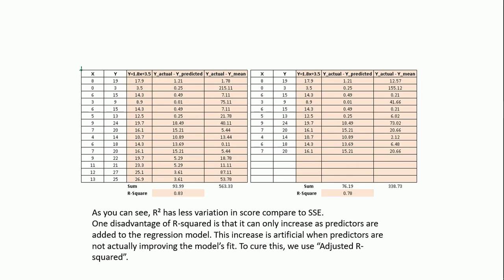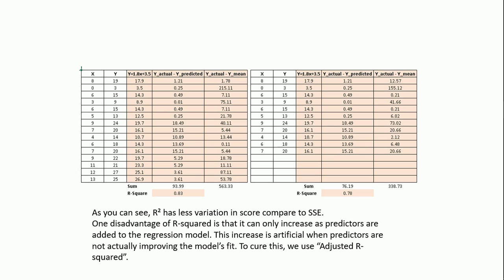Okay, here we have a table. We want to see that the situation we faced in SSE, that is sum of squared error, should not exist in R square, right? Because then the very point of using R square is a complete bad idea.